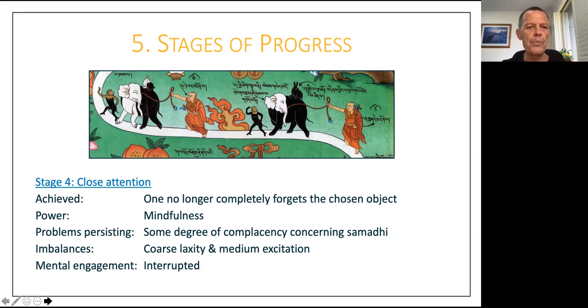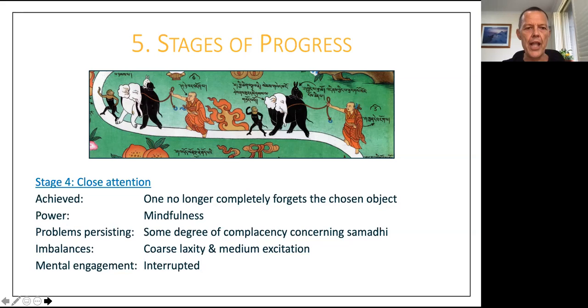But what problems persist here at stage 4 is there can be some complacency regarding samadhi, regarding this practice, because now we can hold the object the entire session. And so we think, well, I think I'm nearly at shamatha, and we get a bit complacent in our practice because there's still a lot of work to do on the quality of our attention. So that complacency can cause us to get stuck here.